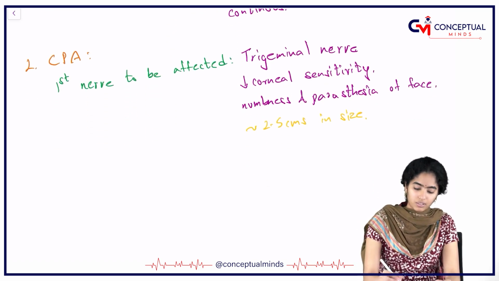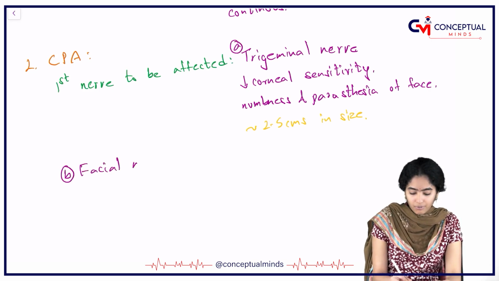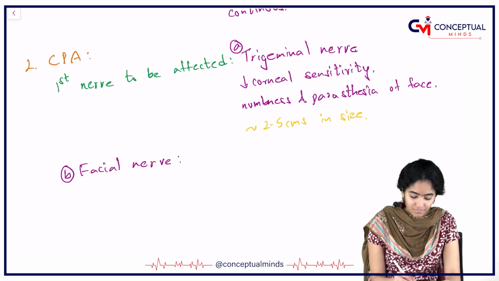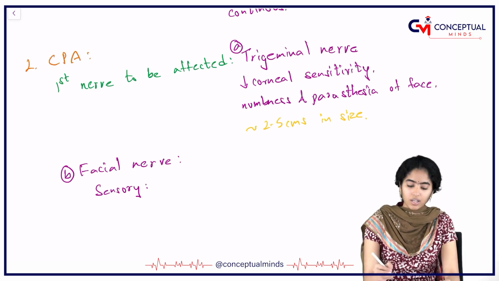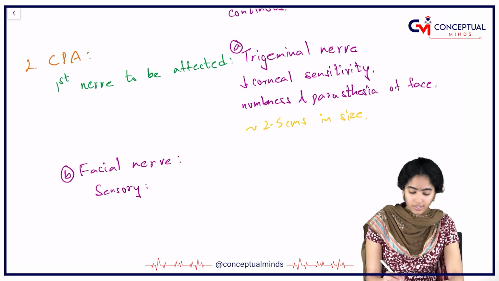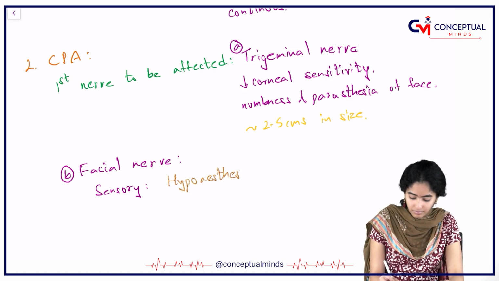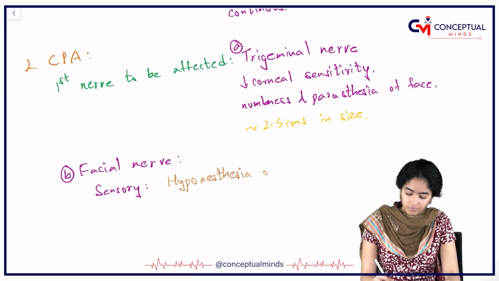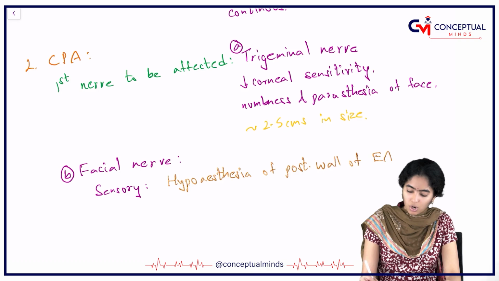After the trigeminal nerve, the next one to be affected is facial nerve. Facial nerve is a mixed nerve. It has sensory as well as motor components. So the sensory is affected before motor. In sensory, the various features that we see are, one very special and important feature, it is hypoesthesia of the posterior wall of external auditory canal.